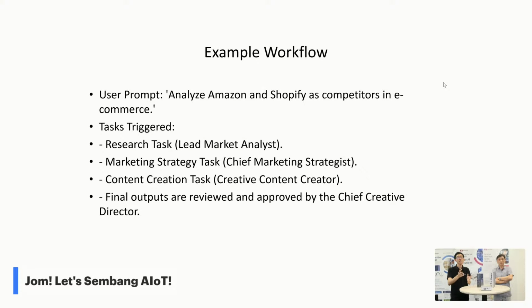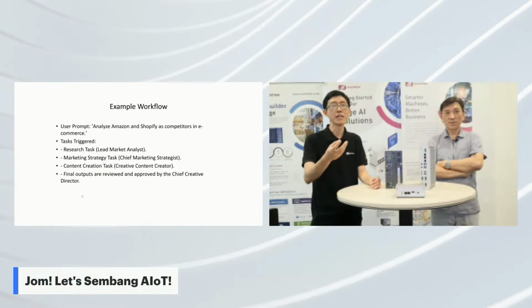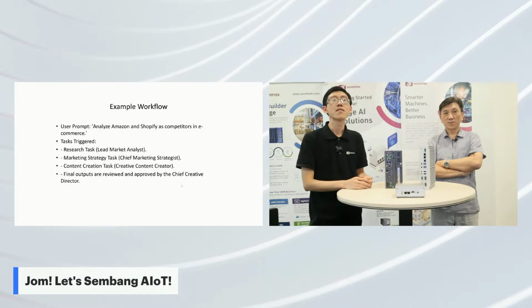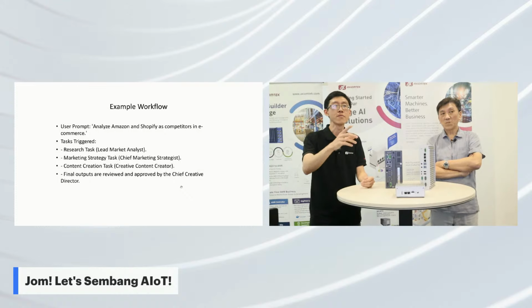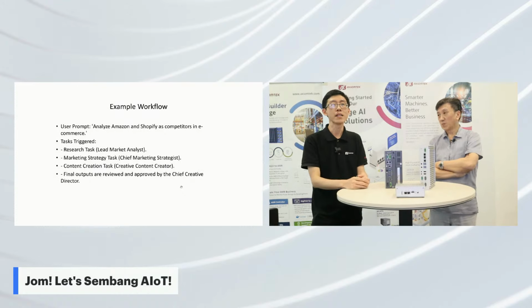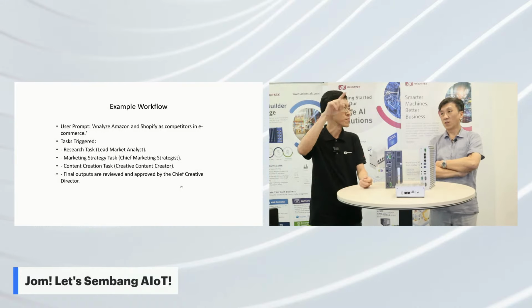The research task is you will connect to the internet, from the Google search, then you will find some results, and then compile it, and then pass to the next one, the marketing strategy. After that, you will come up with a marketing strategy based on the outcome from the research task, then next you will send it to the content creation. And then lastly, the output will be reviewed and approved by the Chief Creative Director. Okay. So this is a very simple workflow.